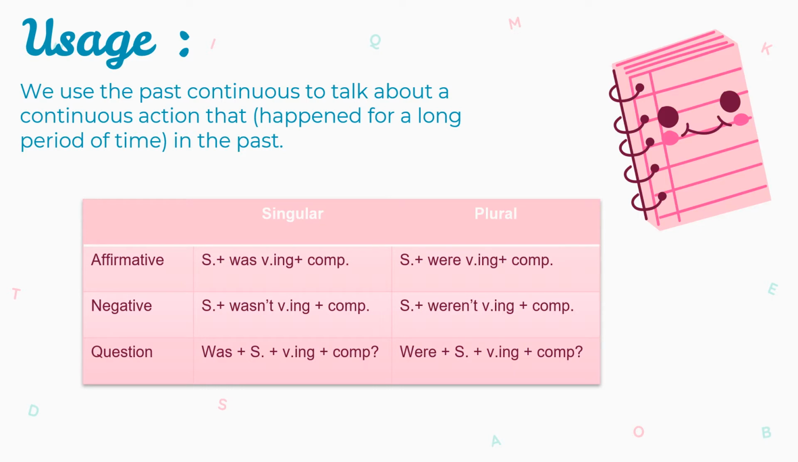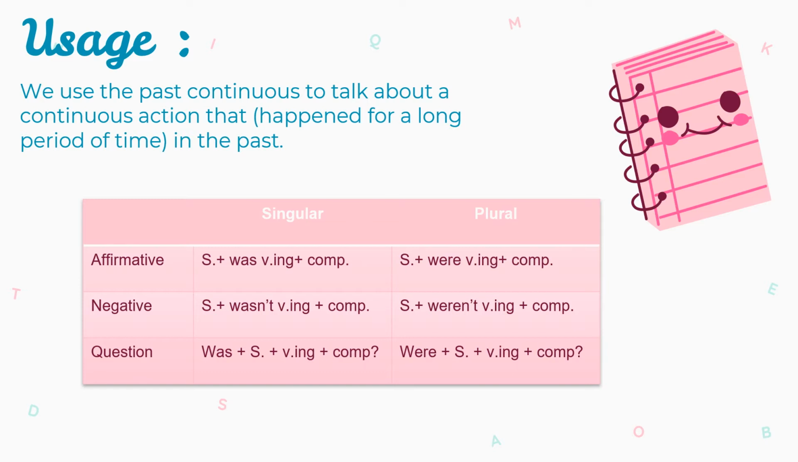Now, talking about the usage of the past continuous as we discussed in the sentences, we use the past continuous to talk about a continuous action that happened for a long period of time in the past. As I told you, we use the past continuous to talk about an action that happened for a long period of time in the past. It was continuous. Let's discuss the form of affirmative sentences, negative sentences, and questions.